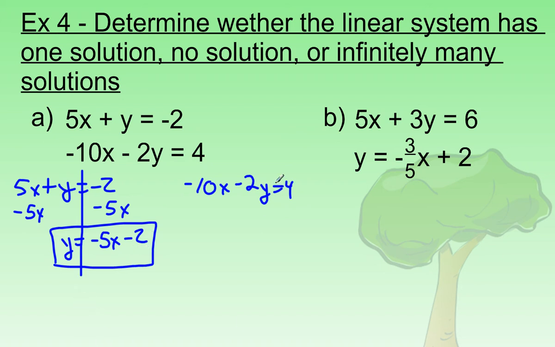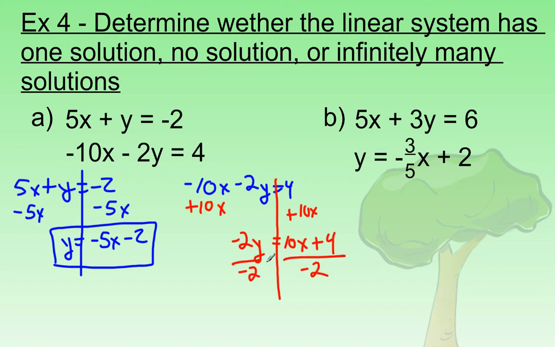Second equation. Let's see, I'm going to add 10x. Negative 2y equals 10x plus 4. Divide by negative 2, divide by negative 2. These cancel, y equals, let's see, 10 divided by negative 2 is negative 5x, 4 divided by negative 2 is negative 2.